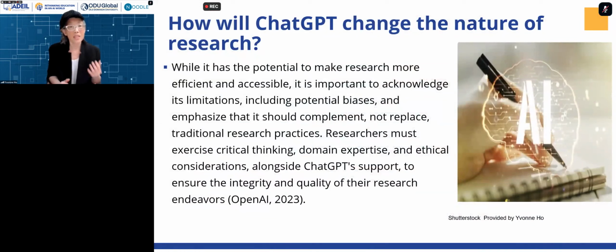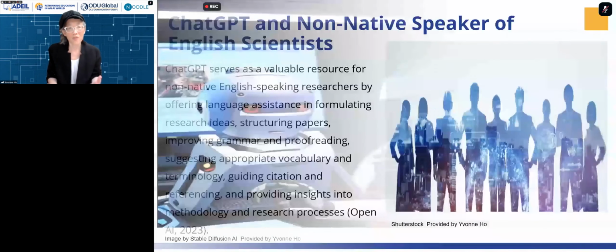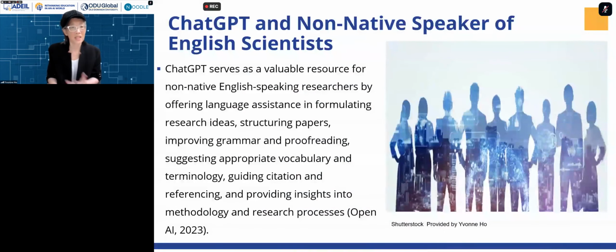So while it has the potential to make research more accessible, ChatGPT, as the other presenters have mentioned, has the potential for bias. And the reason why ChatGPT has bias is why, as a researcher, you have to exercise critical thinking, because the internet that ChatGPT was trained on has biases. So therefore, ChatGPT has biases.